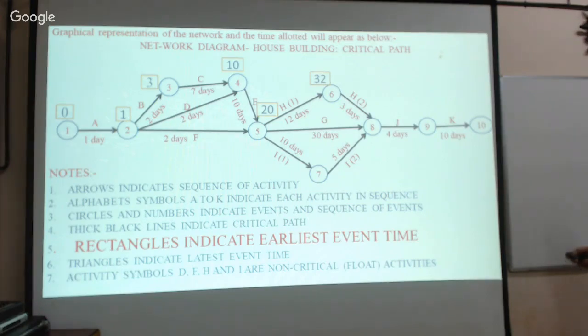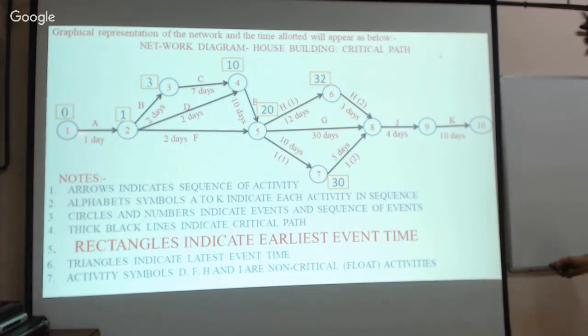Similarly, to reach the sixth event, the time required is 20 plus 12, therefore 32 days. Now you have to reach the seventh event. What is the time required? It is 20 plus 10, isn't it?